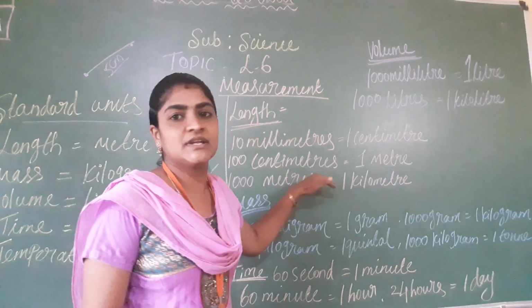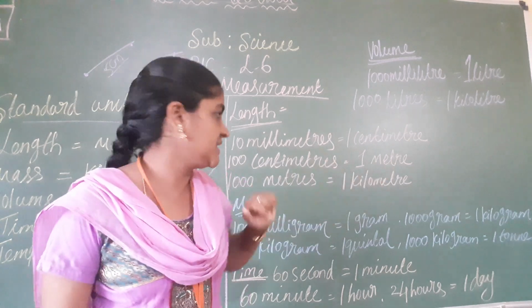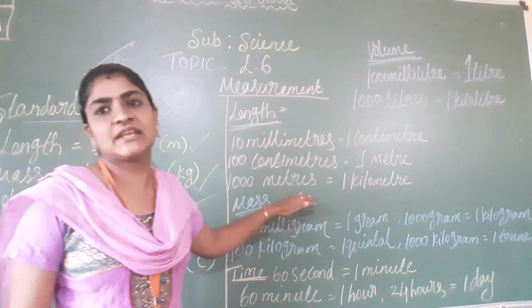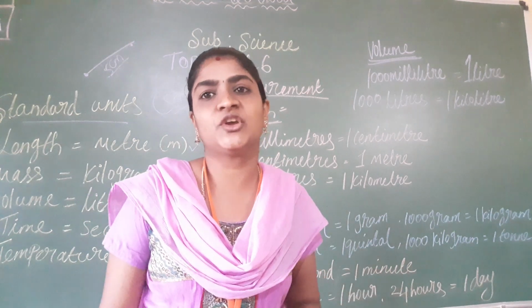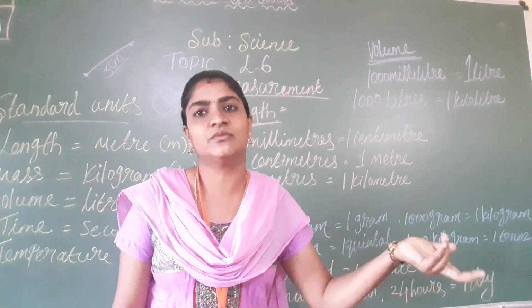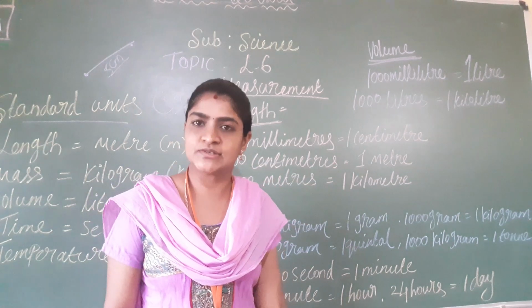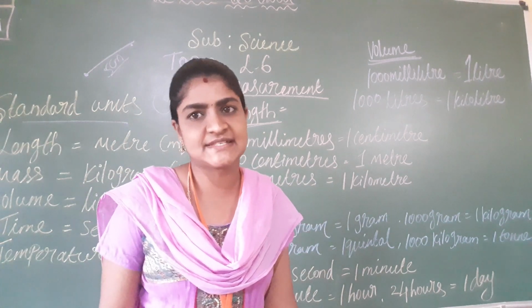Okay. 100 centimeters equal to 1 meter. Next 100 meters equal to 1 kilometer. From home to school, how many kilometers, they will ask me? Approximately it will be 2 to 3 kilometers. So like that we can measure the distance.